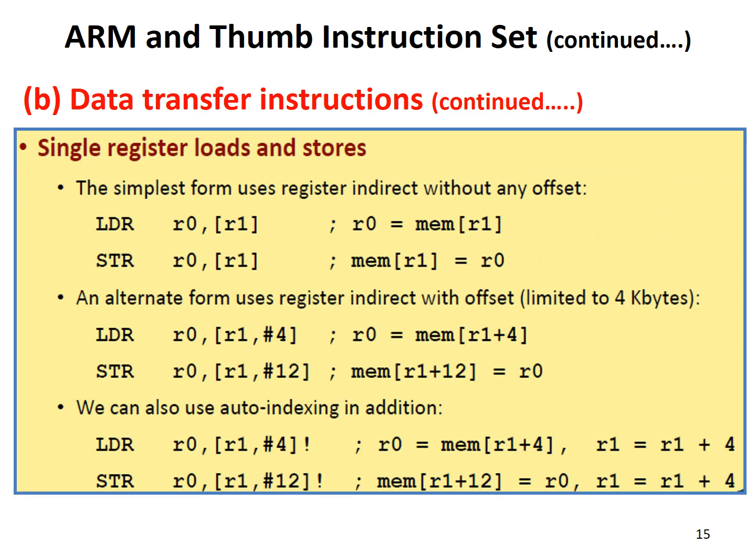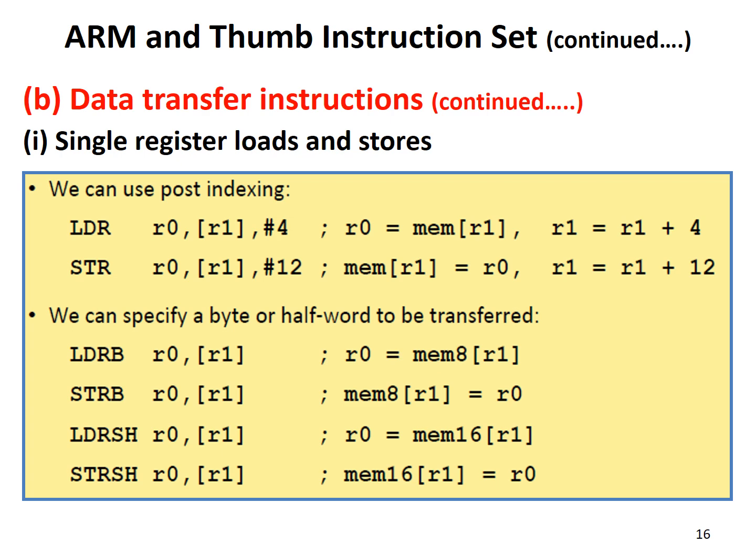Then single register loads and stores. This is the example we have already seen, LDR and STR. An alternative form uses register indirect with offset, which means they have mentioned R0, R1 comma #4. This means that the R1 value, that memory address, is added with 4. So the address value is increased by 4. What is the content at that particular address? That content is moved to R0. A similar thing happens here. The R0 content is moved to this register address. What is this address? It is the value of R1 plus 12. R1 holds some address value that is added with 12, and in that address the R0 value is moved. So this is about single register loads and stores.